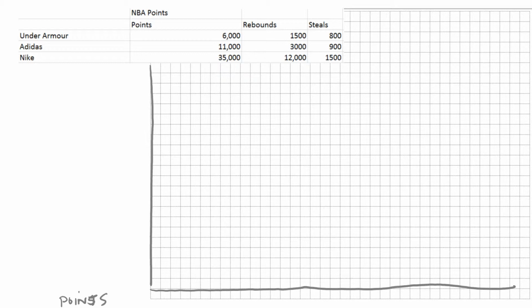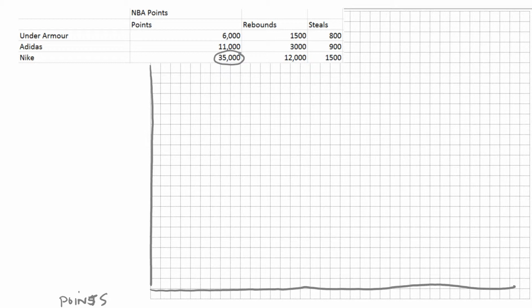horizontal axis, and we notice that the maximum is 35,000 points. So I'm going to go up in 5, so I want to make sure I spread it out nicely and I'm using up most of the graph. So that's what determines a nice bar graph. You're using up the majority of the graph.